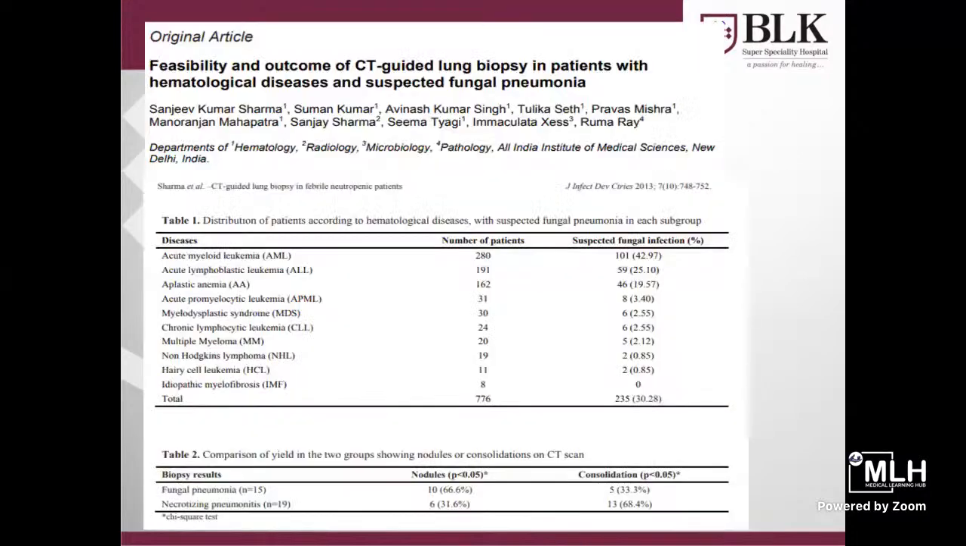Now, coming to one of the papers which I published when I was in AIIMS, the feasibility and outcome of CT-guided lung biopsy in patients with hematological diseases with suspected fungal pneumonia. This was my thesis paper. All these patients which I have mentioned here, ALL, AML patients, developed some lesions in their CT scans. And in these patients, we suspected fungal pneumonia.